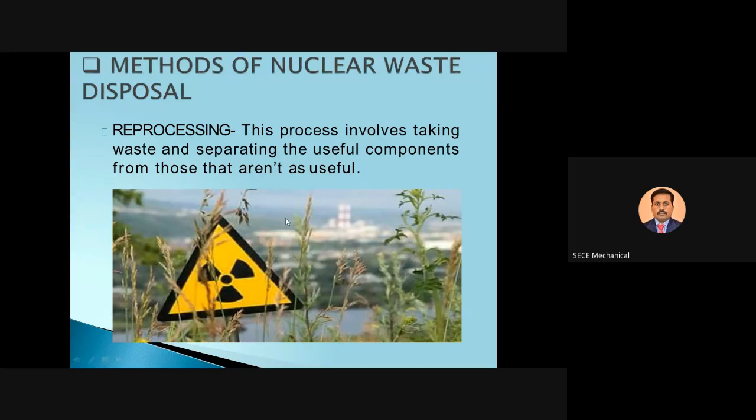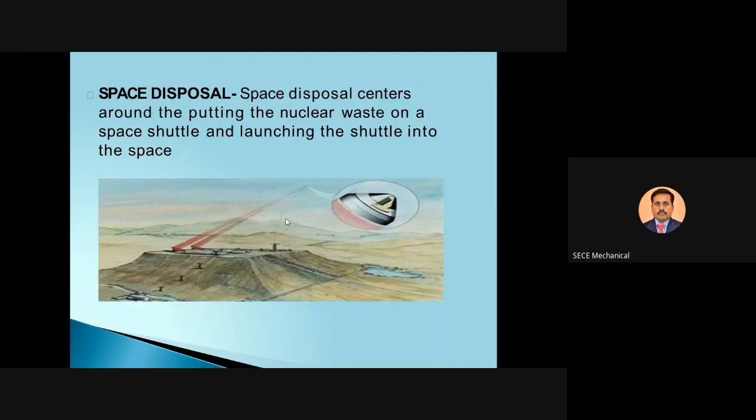So we have to reprocess with the help of some chemical reaction, we have to reuse it. Okay, for hydrogen bomb production, nuclear weapon production, nuclear medicine production, all those things, we have to use it for that. So that is called reprocessing. Next, the third method is space disposal.